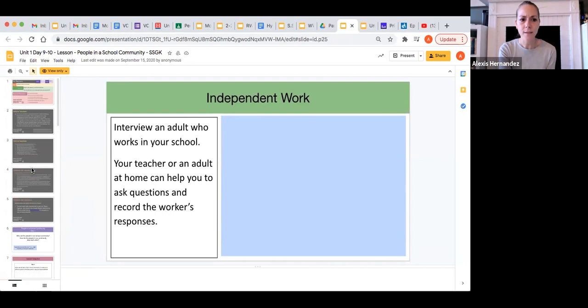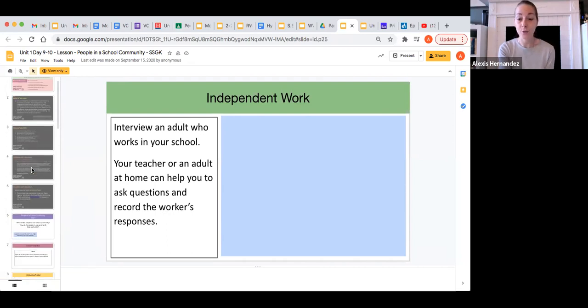Hi friends, I'm so excited for social studies today because you are going to get to interview someone important in our school building. We've been talking a lot about all of the really important people that work in our school building. We talked a lot about the school nurse and the principal and the teachers and the security guard. We talked about the crossing guard and we talked about the librarian. And guess what? Now it's your turn to interview one of those important people that work in your school.